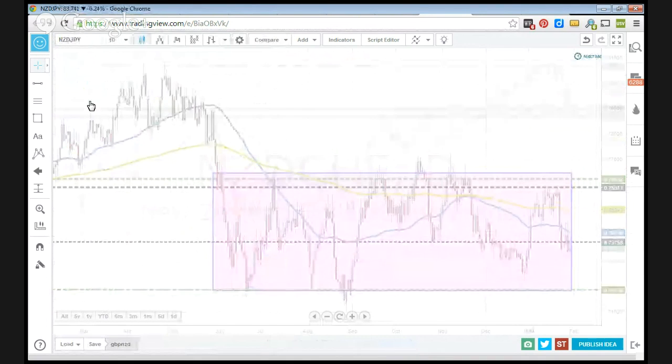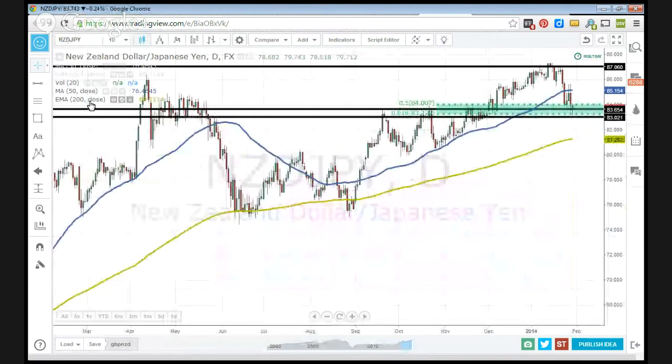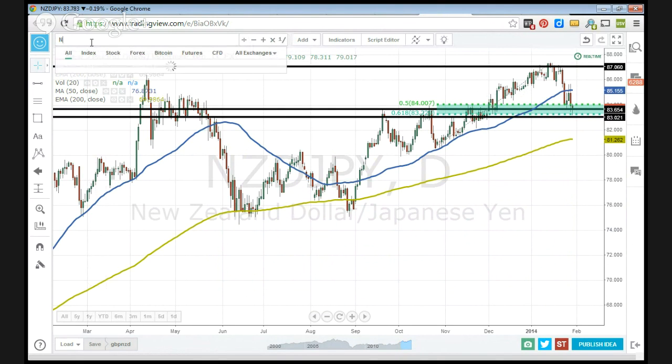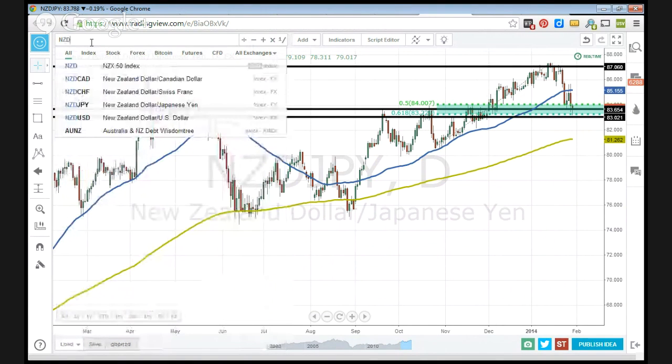Kiwi yen. Okay. Now this could be an interesting long opportunity. Okay, so I don't think I'm going to trade CAD yen, but Kiwi yen or Euro yen could be interesting. And we'll come back to that. Kiwi dollar.